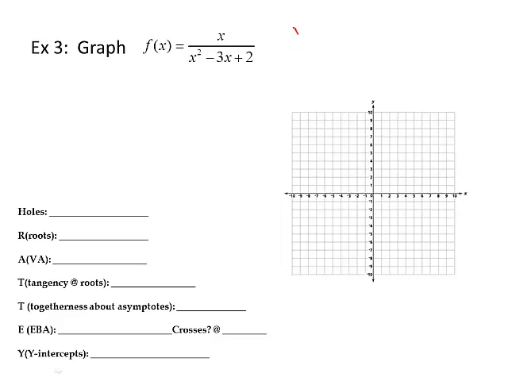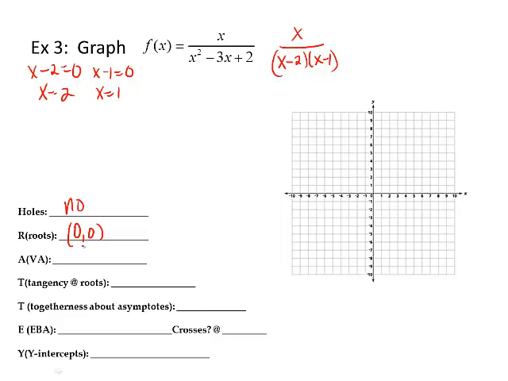Okay, let's factor. So it's x over x minus 2 times x minus 1. Are there any holes, common factors to cancel? No. What's the root? Set the top equal to 0 and solve it. Well, that's just 0, 0. Vertical asymptote, set the bottom factors equal to 0. So I get x is 2, and I get x is 1. So I have 2 vertical asymptotes.